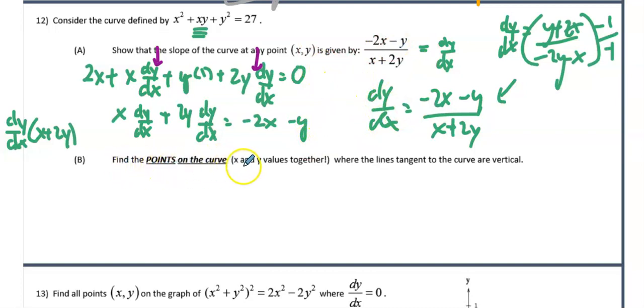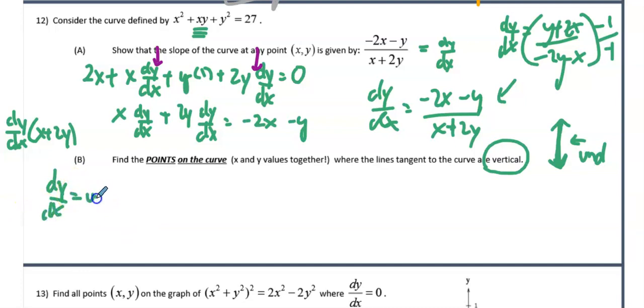And this is find the points on the curve, the x and y values together, where the line tangent to the curve is vertical, right? So that means that the slope of the tangent line is a vertical line. Well, hopefully you guys realize that the slope of this line is undefined. If this had been horizontal, and sometimes it is, then you're going to set your derivative equal to 0. But since it's vertical, we're basically saying that dy/dx is going to be undefined.